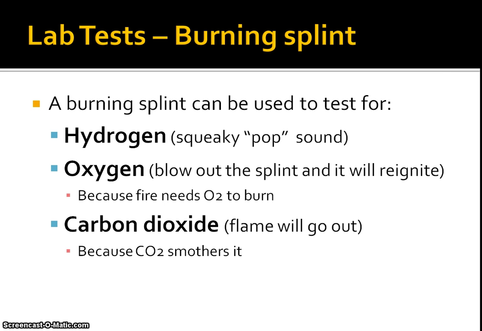And just a few more things for the reaction unit. The state of North Carolina wants you to know a few tests. You can use a burning splint, which is just like a piece of wood, to test for hydrogen, which we actually did earlier in the semester. If you remember the lab we did where we put the burning splint in the test tube and you could hear kind of a pop sound, that tells you if you have hydrogen or not. You can test for oxygen by blowing out the splint and then putting it in the test tube, and if it reignites, that means you have oxygen. And if you put the flame into the test tube and the flame goes out, that means the carbon dioxide is in there.